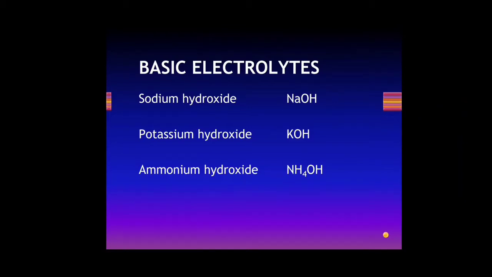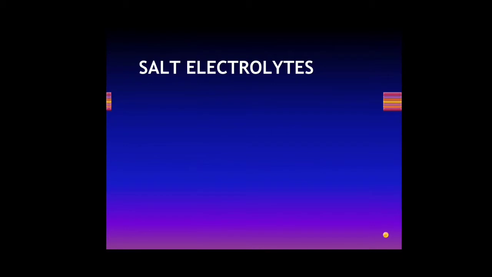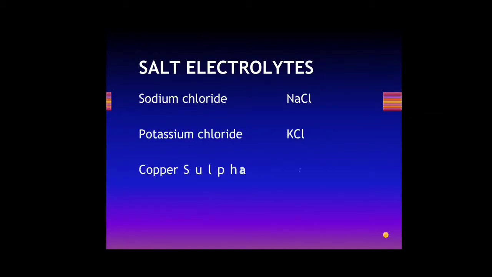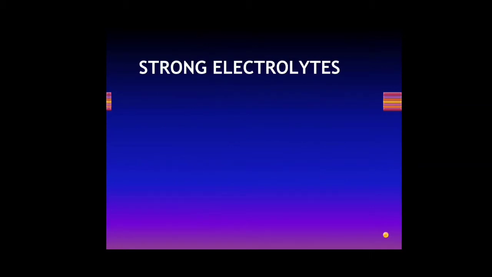Now let's see the next topic, that is salt electrolytes. These are the electrolytes which are basically salts in their aqueous state or in their molten state. Examples: sodium chloride, potassium chloride, or copper sulfate. Many other salts could be nickel sulfate, silver cyanide, etc. Whichever salt is used as an electrolyte which is capable of ionizing is called a salt electrolyte.